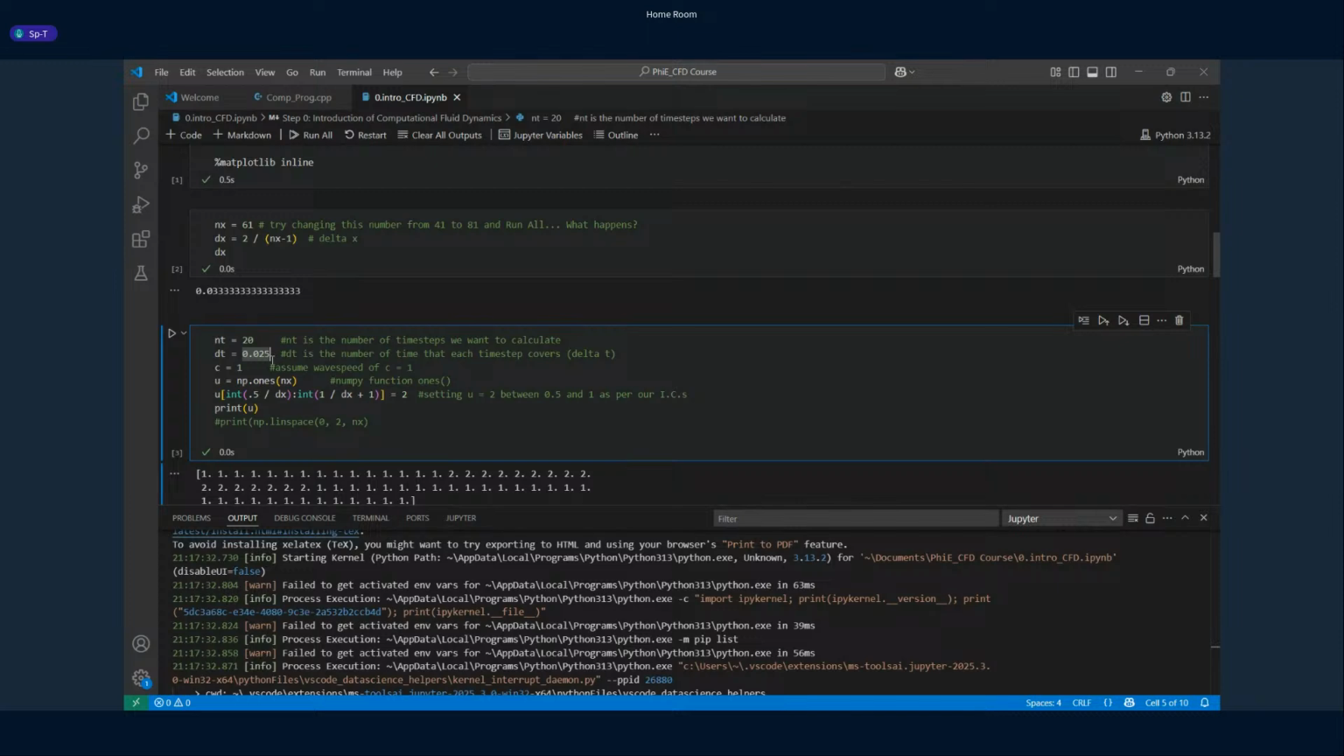And we give the value of c, the wave propagation speed, as 1, and we initialize u as np.ones, an array of 1s. The value of u between 0.5 and 1, that's what I said, right? Between 0.5 and 1 you have a velocity of 2, and everywhere else you have a velocity of 1. That's what is being done here.